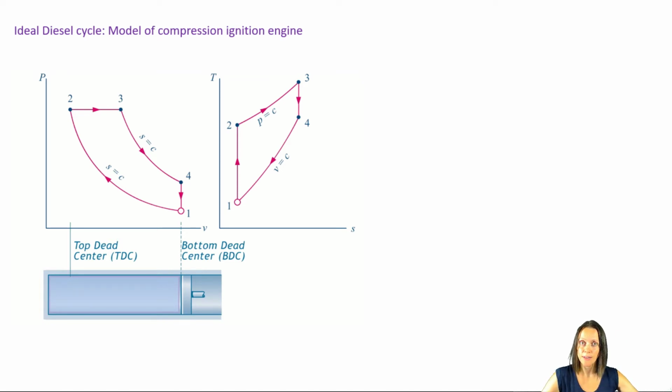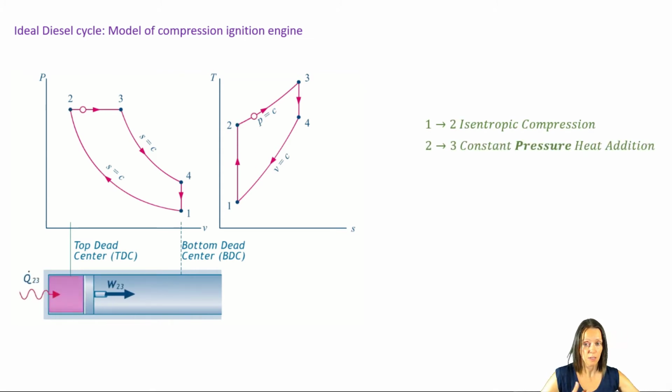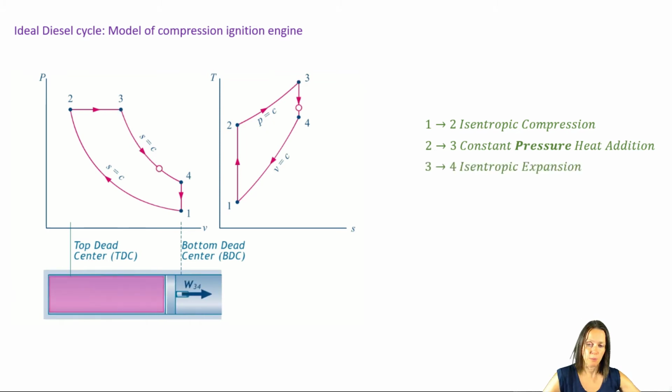You'll see that it looks very, very similar to the Otto cycle. Three of the four processes are the exact same as an Otto cycle. From 1 to 2, you've got an isentropic compression. That's the same. From 2 to 3, you've got a constant pressure heat addition process. That's different. Then from 3 to 4, you've got an isentropic expansion. And 4 to 1, you've got a constant volume heat rejection process.